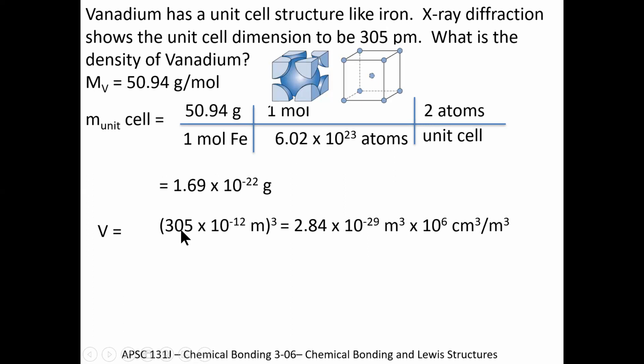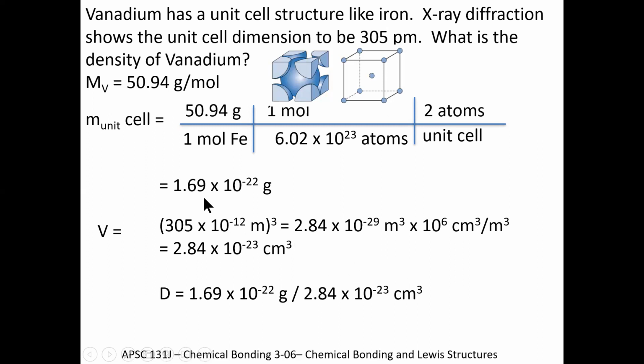So again, 305 picometers, a picometer is 10 to the minus 12 meters. So it's 305 times 10 to the minus 12. We have to cube it. And when we cube it, we get 2.84 times 10 to the minus 29 cubic meters. Now, because there's 100 centimeters in each meter and there's 3 dimensions, there's going to be 100 times 100 times 100 cubic centimeters in a cubic meter. So when we multiply by 10 to the power of 6 cubic centimeters in a cubic meter, we can get rid of the cubic meters and change our unit to cubic centimeters. So we now know the volume in cubic centimeters.